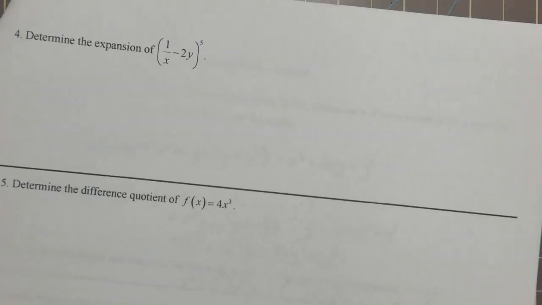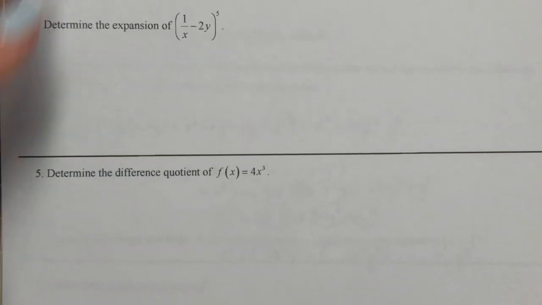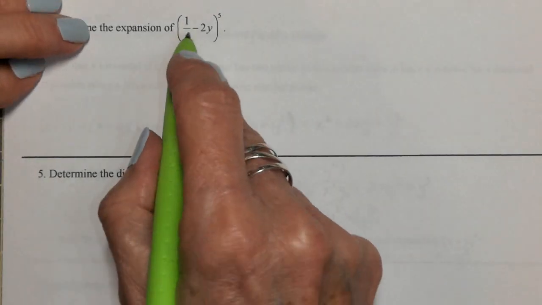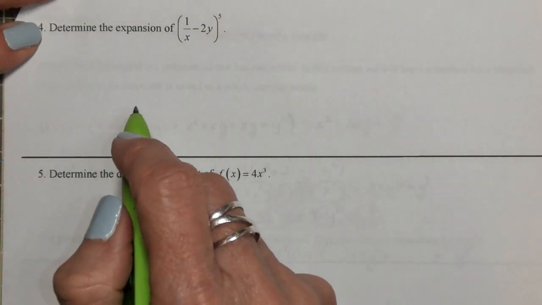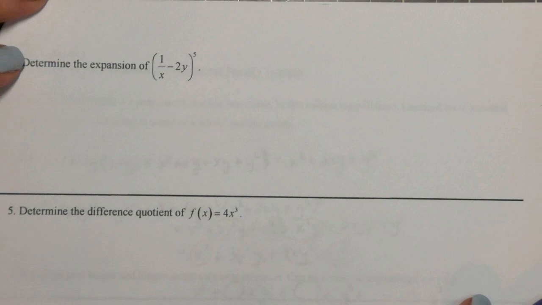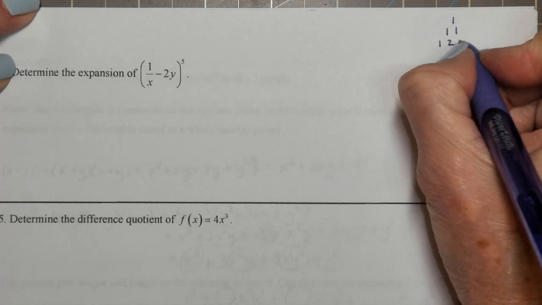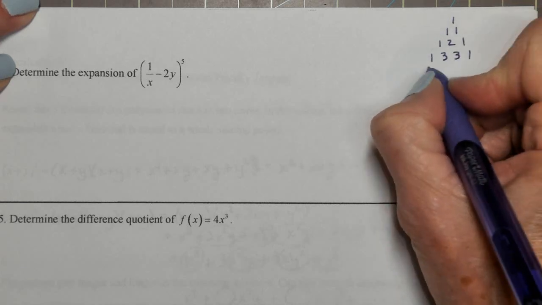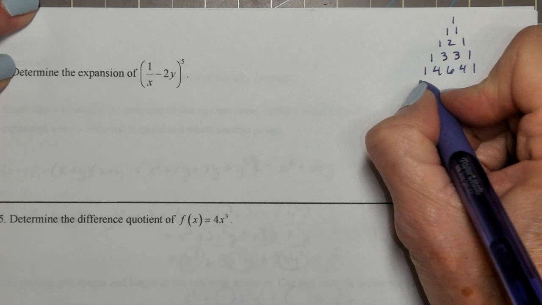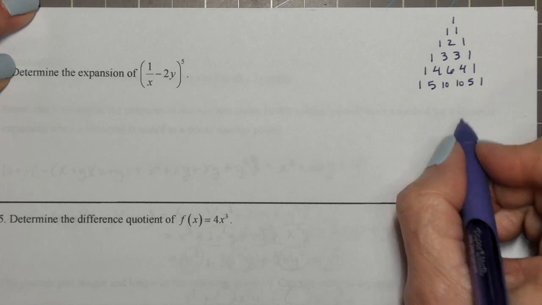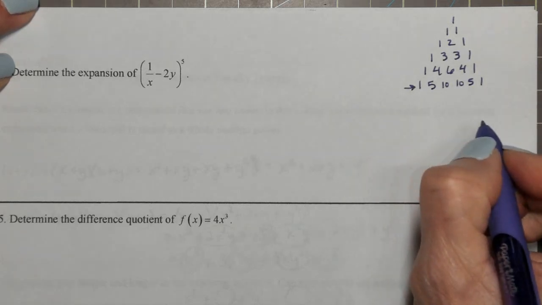Okay, so let's use Pascal's triangle for a couple of examples. Let's determine the expansion of 1 over x minus 2y, to the 5th power. All right, so I use Pascal's triangle, and I want to get to the 5th row, so it's quick to write, or I could flip the page, but it really is quick. I stop when I get to the row with the 5 in it.